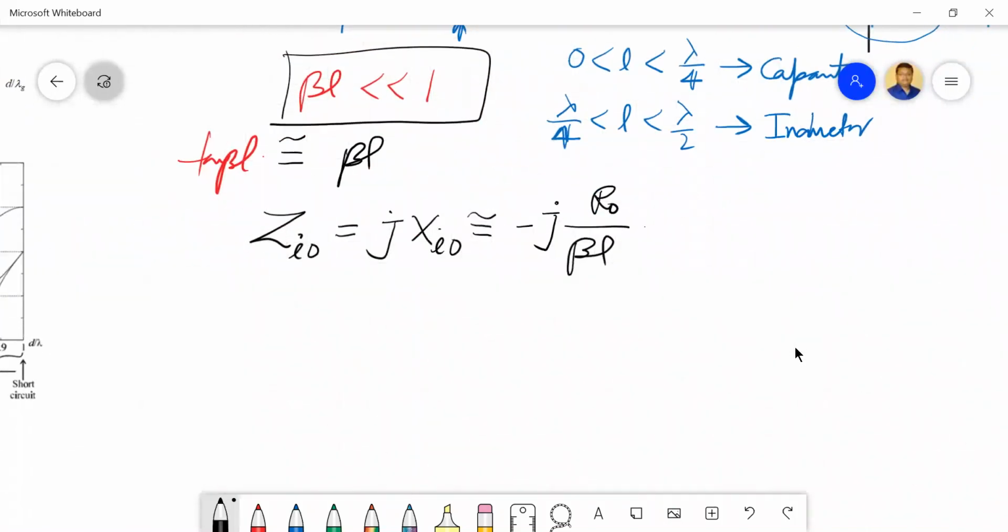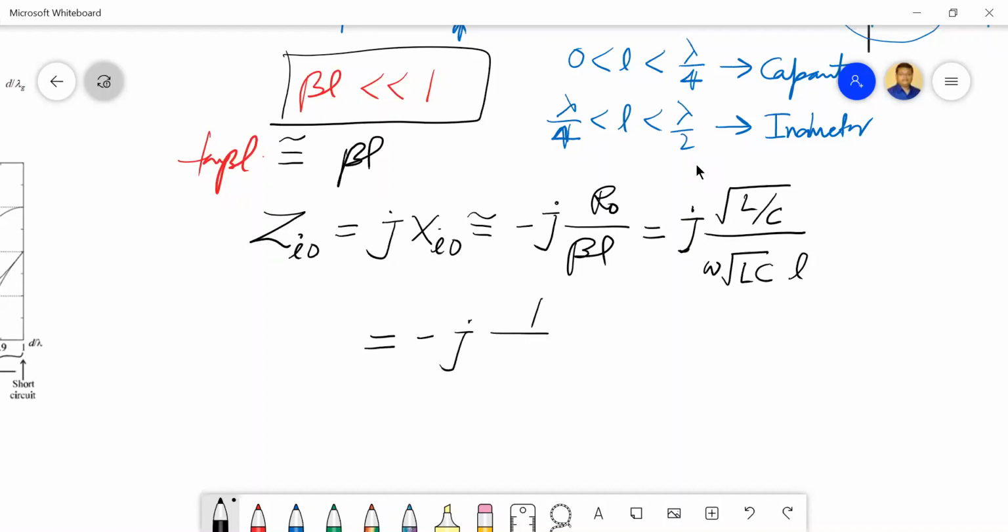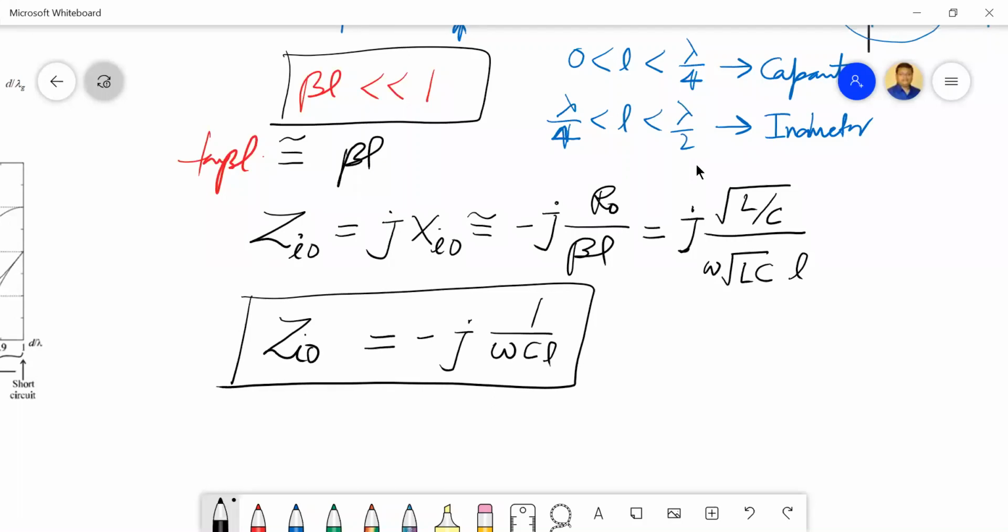Now we have the expressions for R naught as well as beta in terms of capacitance and inductance. If you recall, this will be like this: minus j under root L by C divided by beta, which is omega under root LC, multiplied with l. Now if you solve this, what you can write? Minus j 1 upon omega C l. So this is Zio for open circuit termination, lossless line, and beta L very much less than 1.